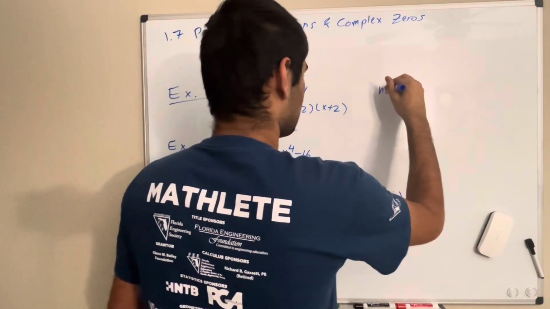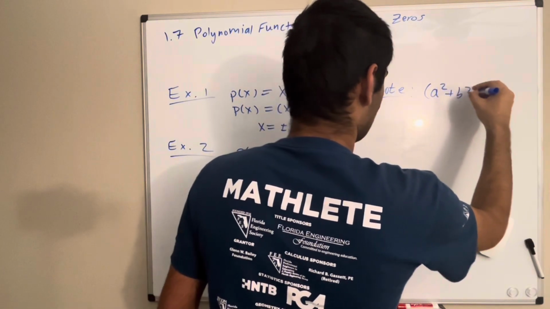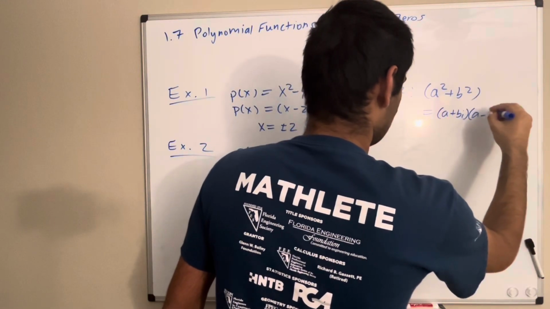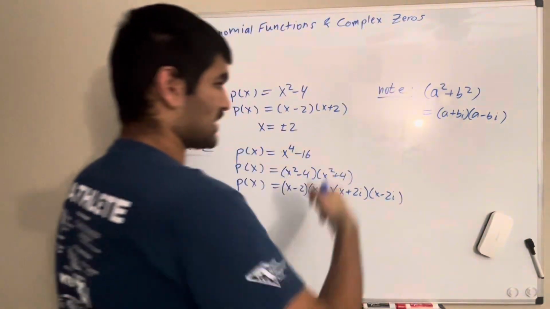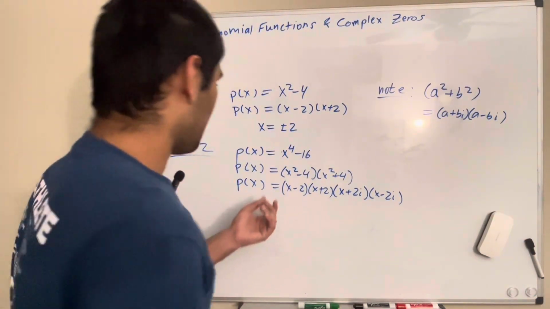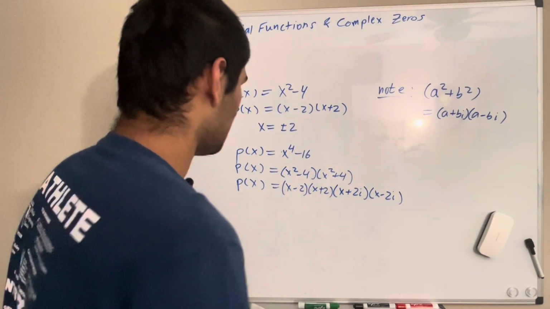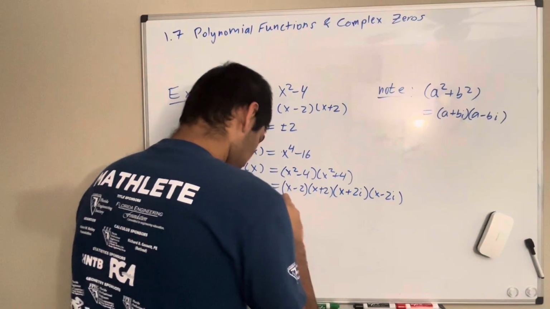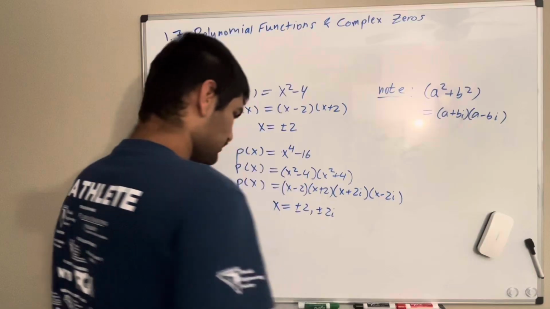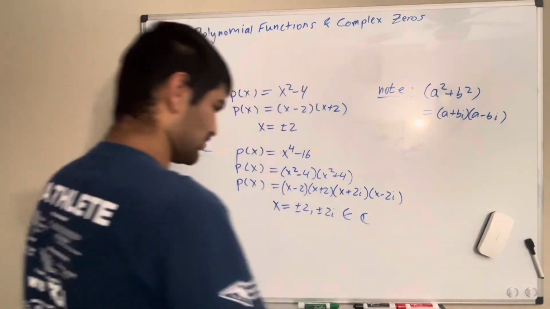So a little note to the side, just so you guys know what I'm talking about. If you have, let's say, a squared plus b squared, this is going to factor as a plus bi times a minus bi, right? That is how it will always factor. Okay, good. But now notice how we have a degree 4 polynomial with 4 linear factors, and all the zeros are within the complex world. So x is equal to plus minus 2 or plus minus 2i, right? They all are within the complex plane.